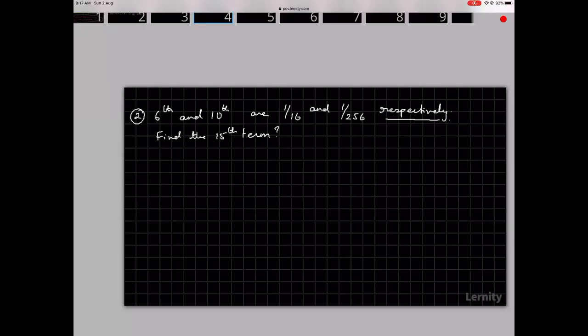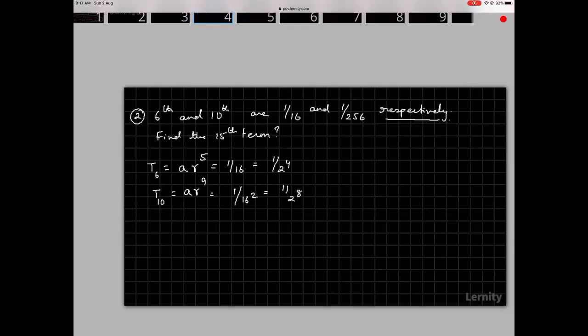So the way we go ahead with it is T6. T6 is equal to A into R power 5. Similarly, T10 is equal to A into R power 9. So A into R power 5 is 1 by 16. A into R power 9 is equal to 1 by 16 squared. 16 squared, so this is equal to 1 by 2 to the power 4. This is equal to 1 by 2 to the power 8.